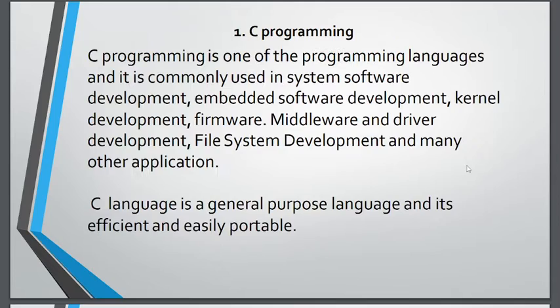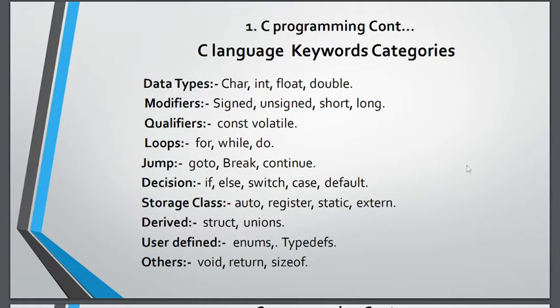Now welcome. So what is C programming? C programming is one of the programming languages that is commonly used in system software development, embedded software development, kernel development, firmware, middleware, and driver development, file system development, and many other applications. C language is a general purpose language and it's efficient and easily portable. So we go to the next.